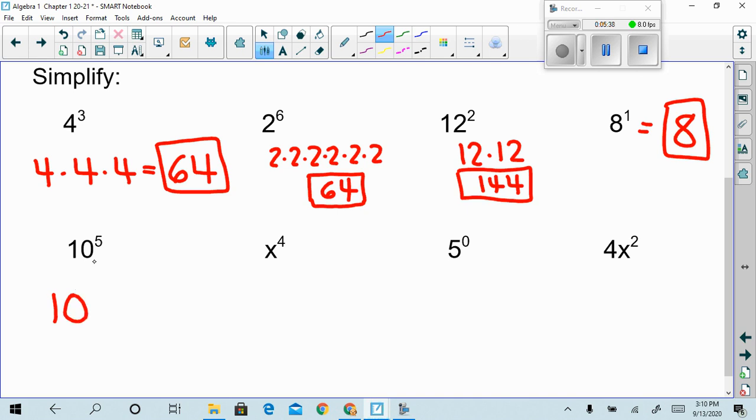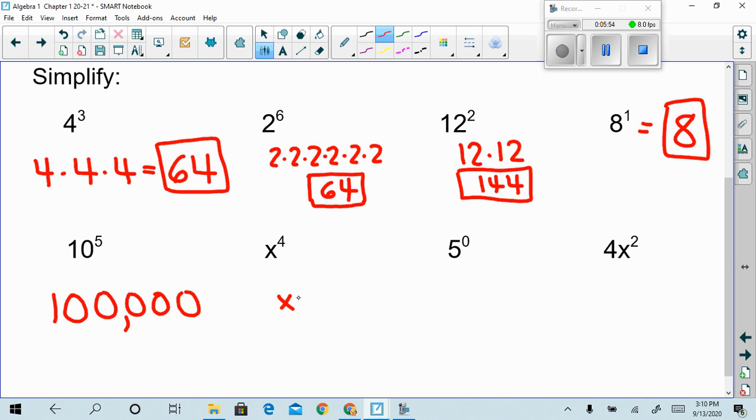This just tells me that there'll be 5 zeros in my product. Okay, because when I look at this, it really is a product of multiplying this base times itself. That only works with the base 10.